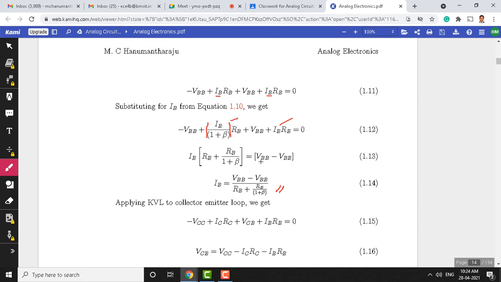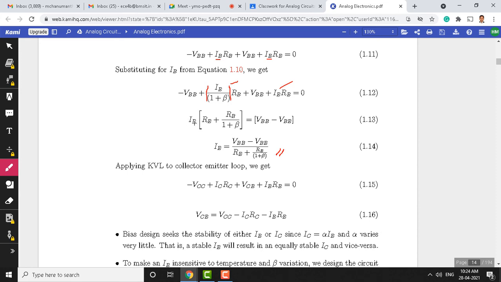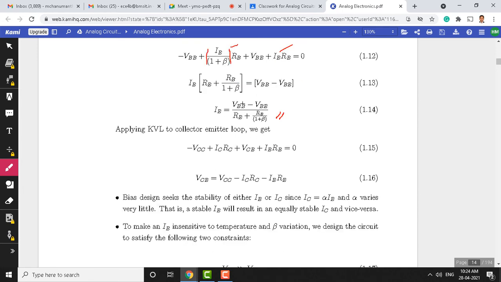Okay, now we will retain IE on the left hand side and send all these things to the denominator of the right hand side. So IE is equal to VBB minus VBE divided by RE plus RB divided by 1 plus beta. So now we have an expression for the emitter current of this classical discrete bias circuit arrangement. We got this equation here.